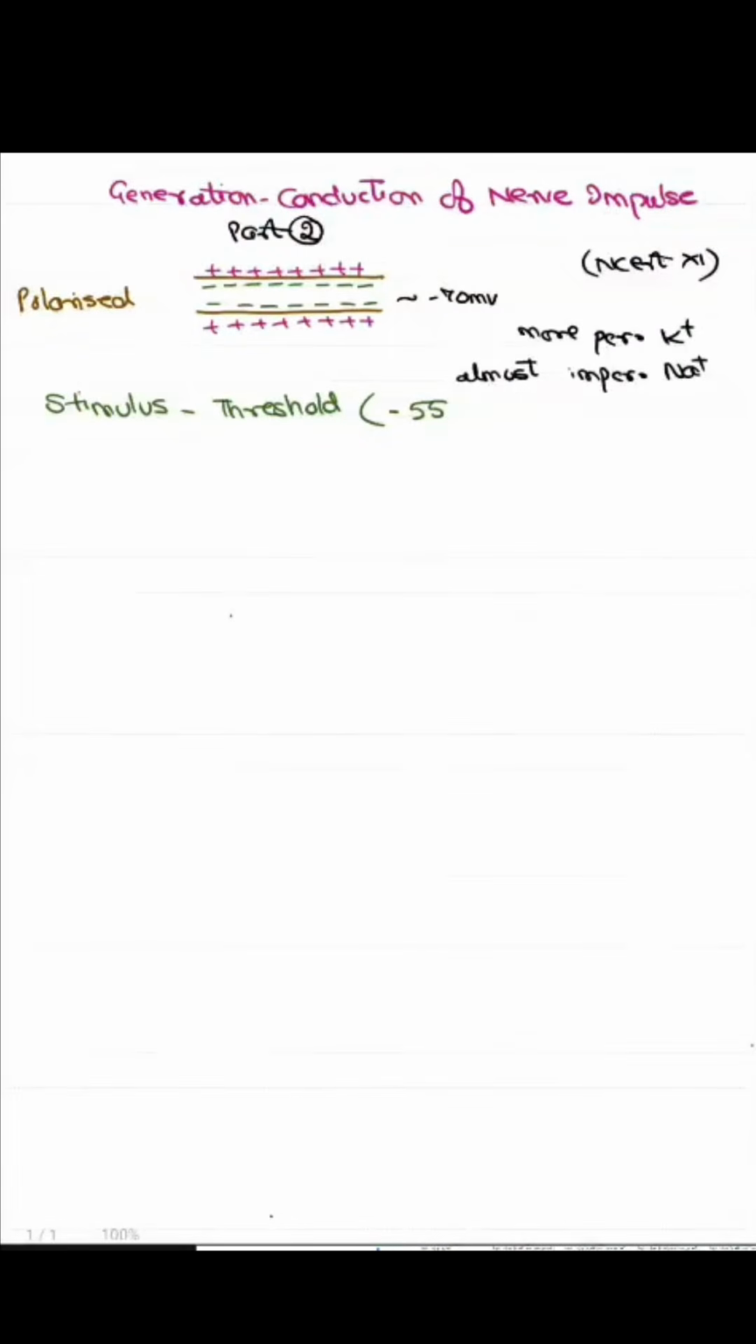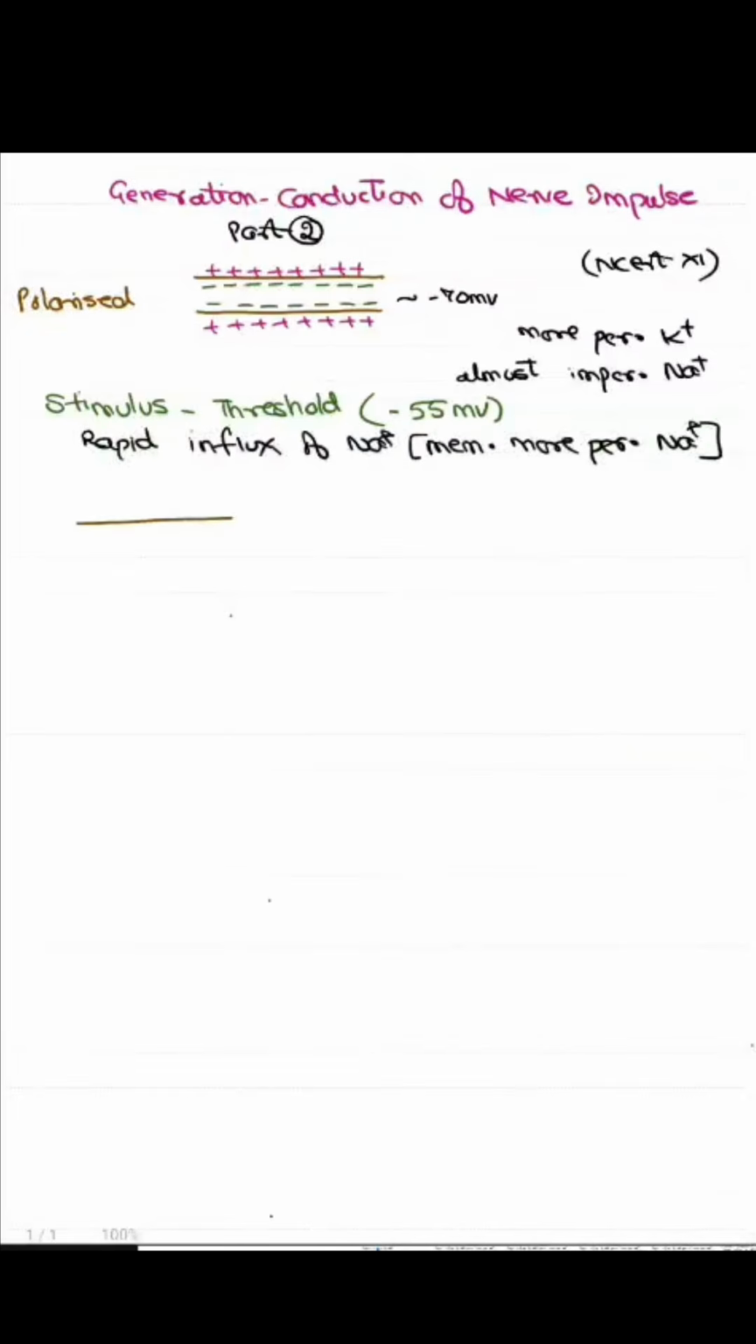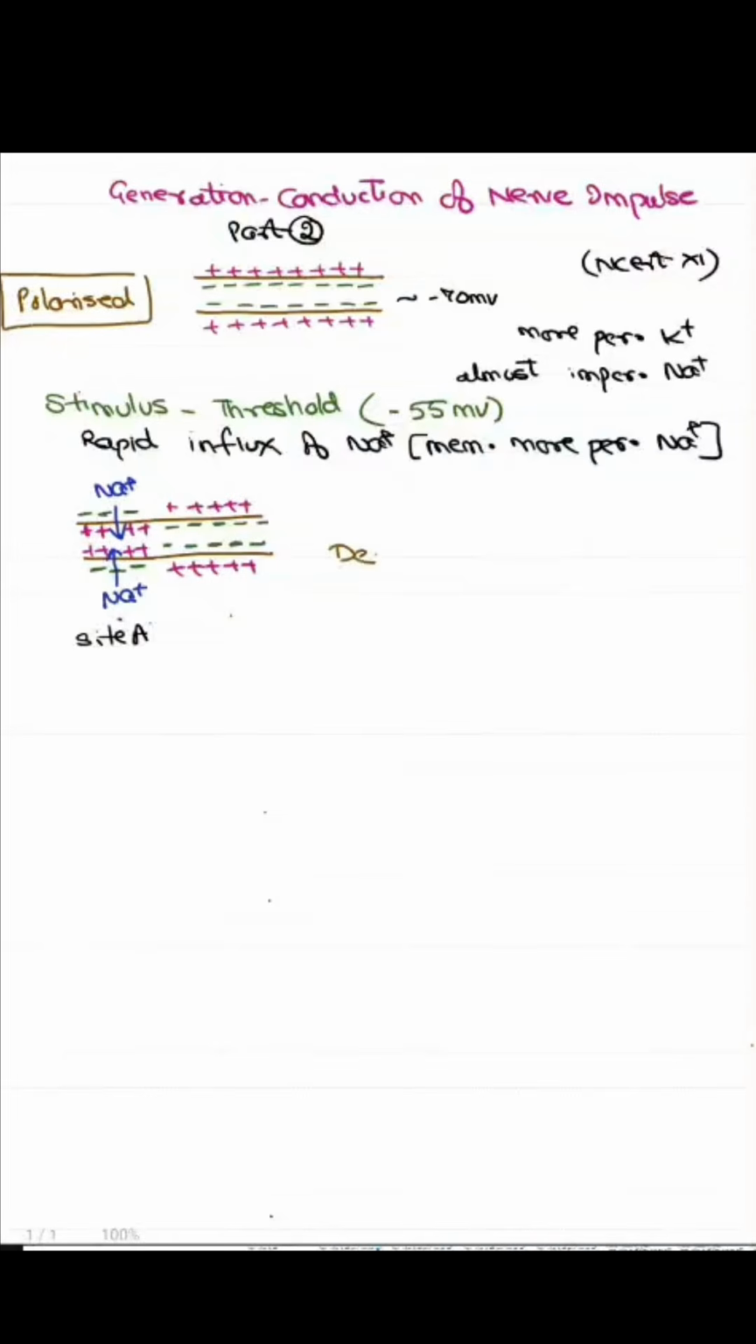Now, how do we get the action potential? Whenever a stimulus of a threshold of minus 55 millivolts enters, there is a rapid influx of Na+ ions. That is, the membrane increases its permeability for Na+. So, Na+ enters the axoplasm, because of which the inner charge becomes positive and the outer charge becomes negative in a part called, say, site A. The remaining axon is in the polarized condition.